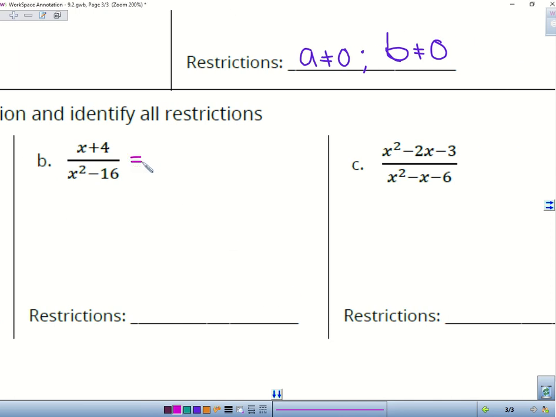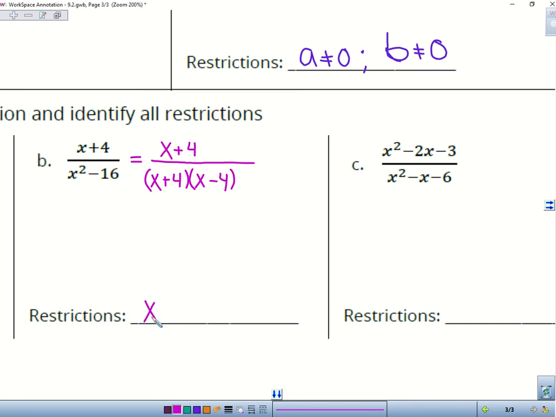What do you notice about the denominator? It's x squared. It's the difference of squares. Yeah, so it's going to be x plus 4 and x minus 4. Good.